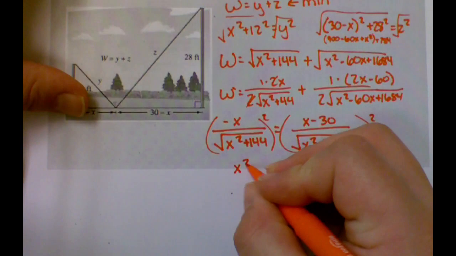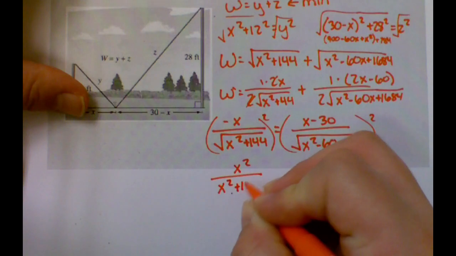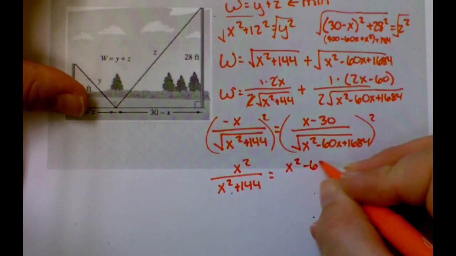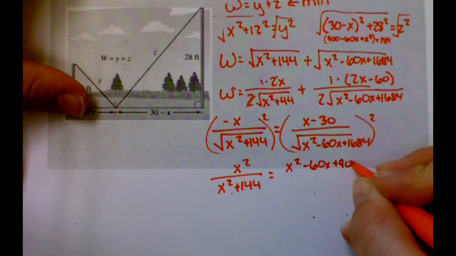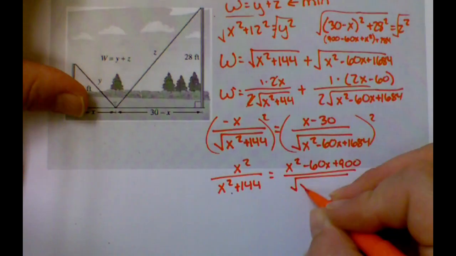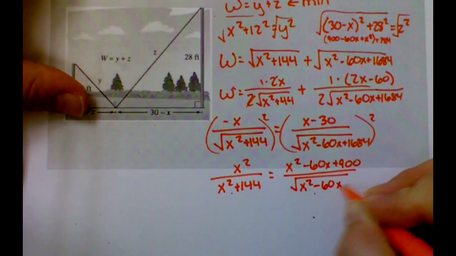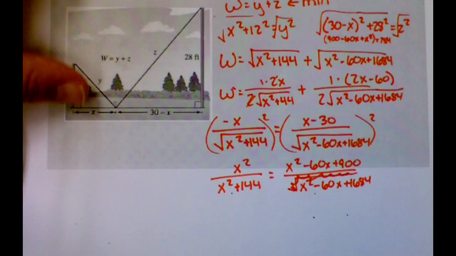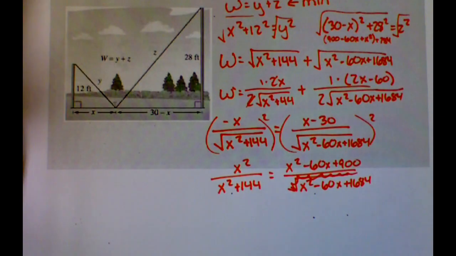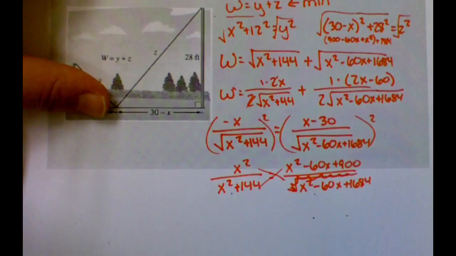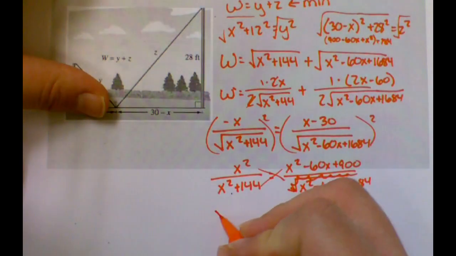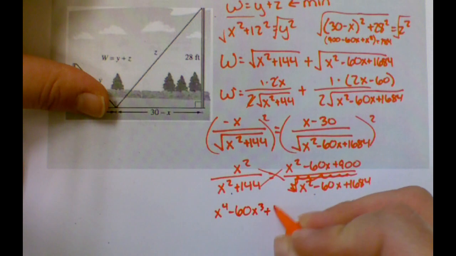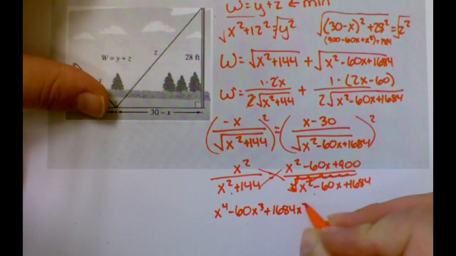Now I have x squared over x squared plus 144 equals x squared minus 60x plus 900 over the square root of x squared minus 60x plus 1684. Nope, no more square root. My bad. There we go. Now I'm going to cross multiply. X squared times all this makes x to the 4th power minus 60x cubed plus 1,684x squared.